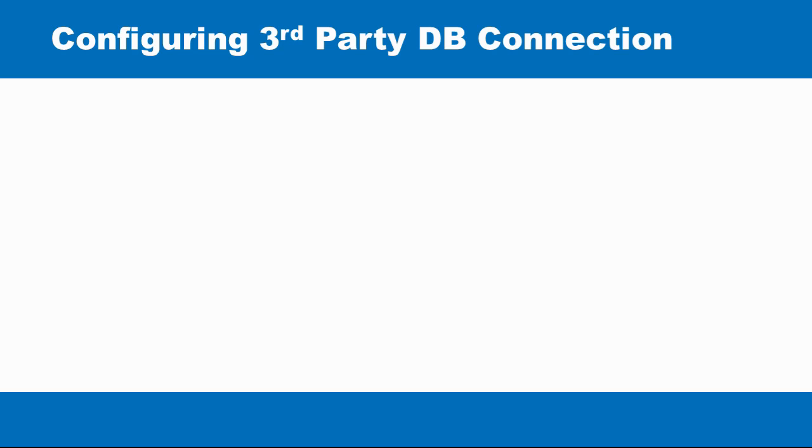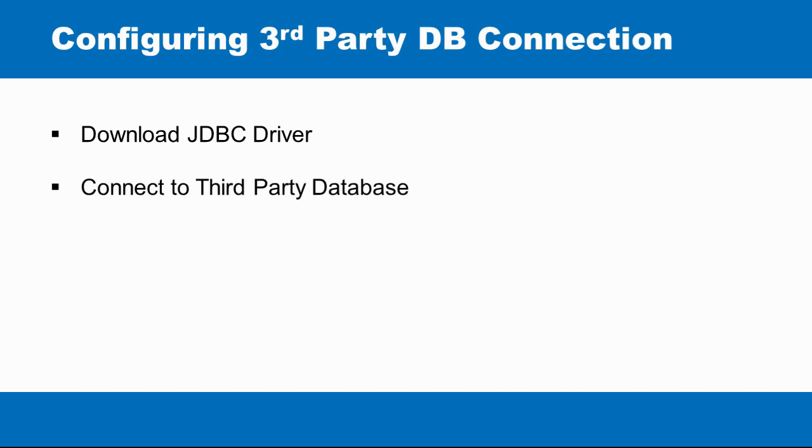The configuration is a two-step process for the third-party database connection. The first is to download the JDBC driver. The second is to connect to the third-party database. So there are two steps we'll have to follow before we can successfully connect. First, we download the JDBC driver. Second, we make the connection.